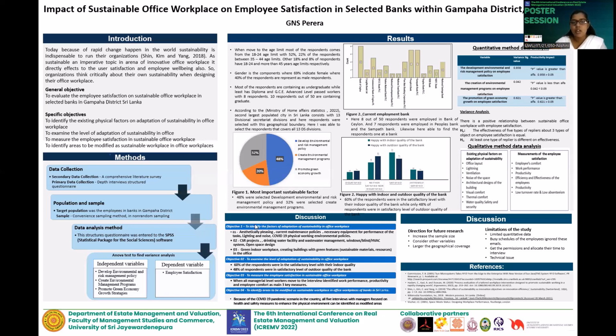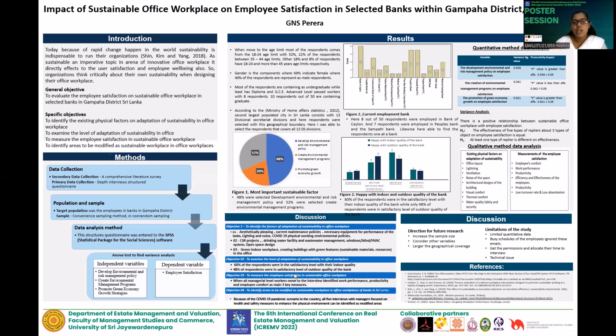Then in the discussion, the first objective is identified in the develop environmental and risk management policy: aesthetically pleasing environment, current maintenance policies, necessary equipment for performing tasks, lighting and noise, and COVID-19 physical maintenance policies. These 3 variables were identified in the Sustainable Banking Initiative, which was led by the Central Bank of Sri Lanka.